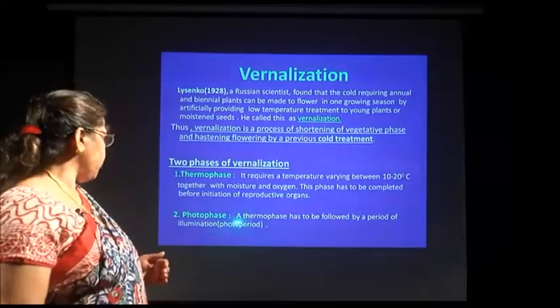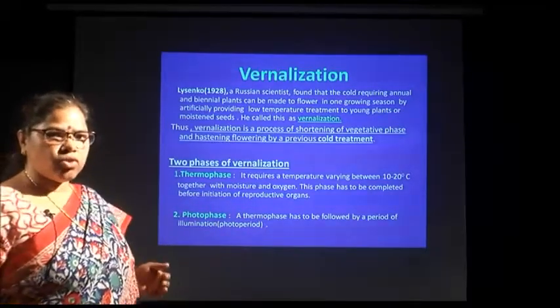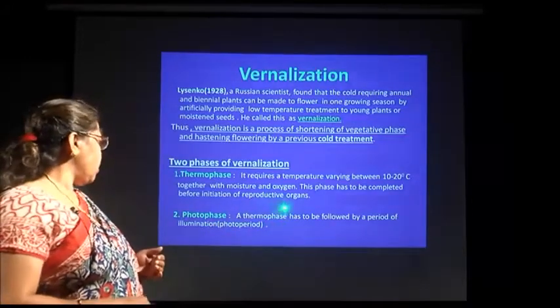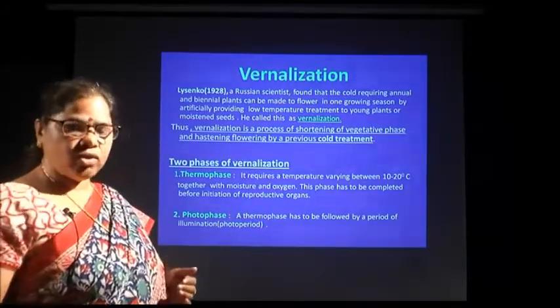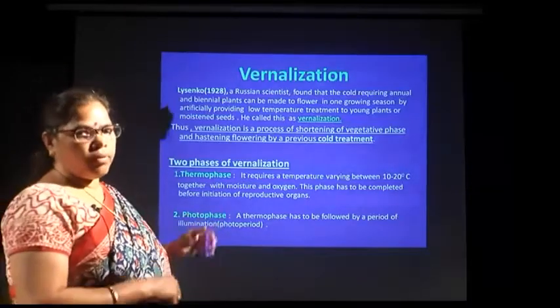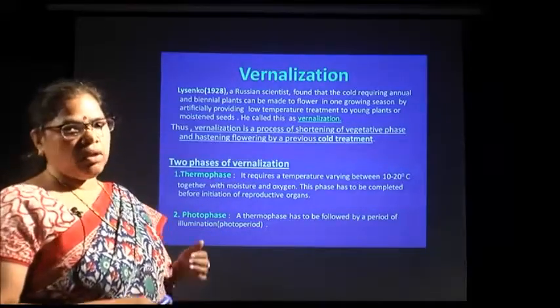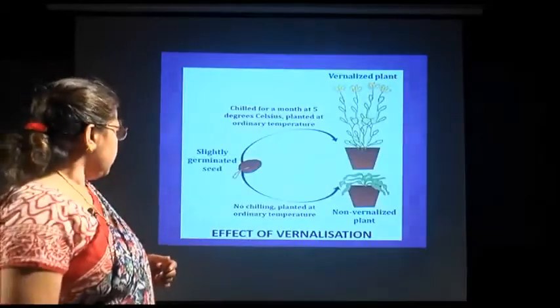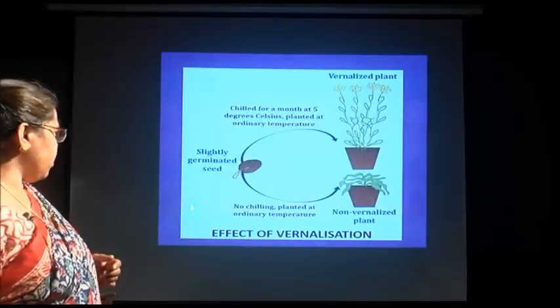Then comes the photo phase. A thermo phase has to be always followed by the photo phase, the phase of light or illumination. Without being followed by an illumination period, the vernalization cannot be completed. So, this shows the effect of vernalization in a plant.